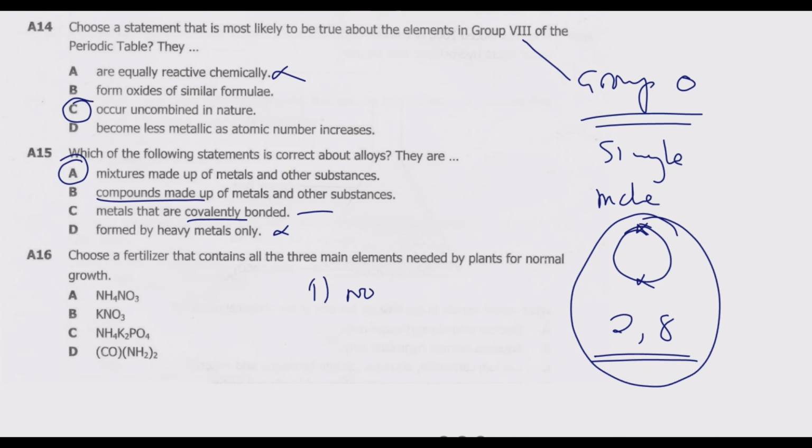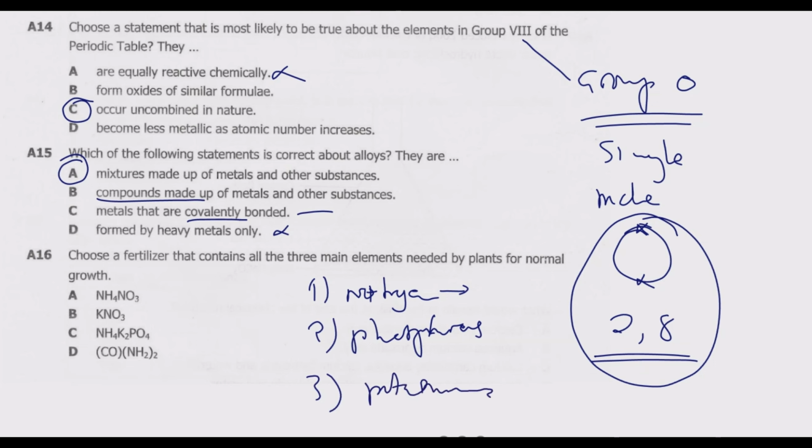For normal growth, nitrogen. So nitrogen is basically for growth. Then we have phosphorus. So phosphorus is for root development. Then we have number three, which is potassium. So potassium is basically for seed formation. Seed formation is one that you see. So these three are the key elements that are needed for plants for normal growth.